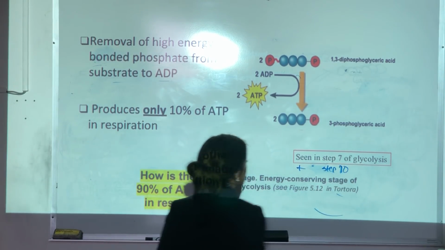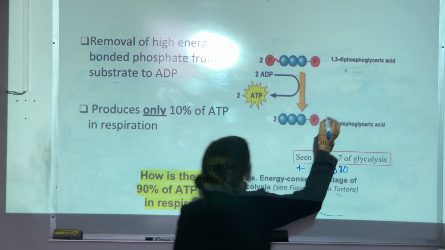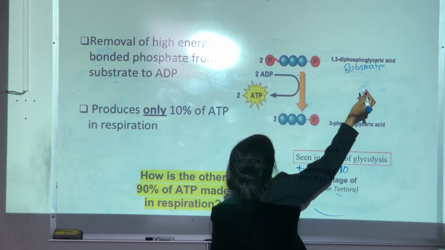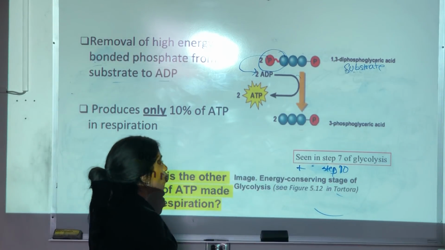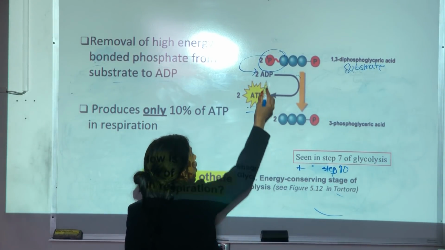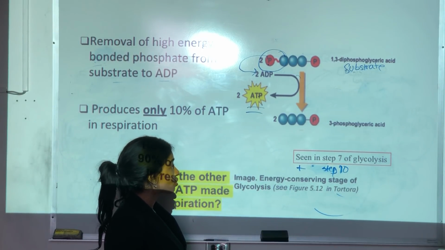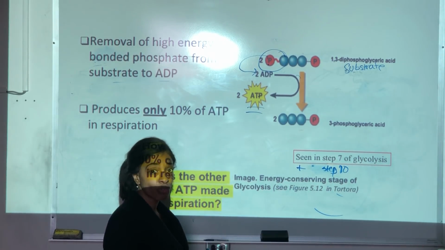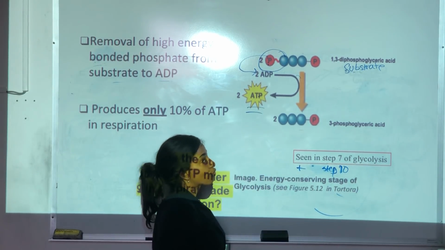So step 10 of glycolysis, and step number 7, where our substrate will give a phosphate to ADP, and then eventually will make ATP, all right? So ADP has 2 phosphates. When it gains the phosphate from the substrate, now it is a triphosphate, with 3 phosphates. ATP now has 3 because it acquired a phosphate from the substrate.